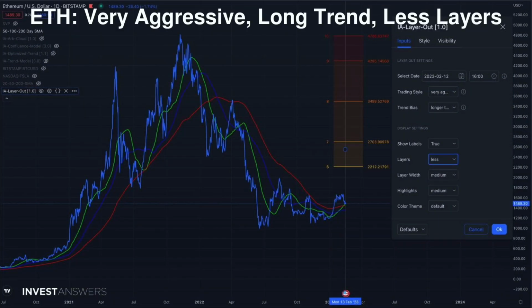Next, Ethereum. Very aggressive, long trend, less layers. Now my plan is to exit at about 5,000 or just under 5,000 and reallocate to other layer ones that have not run yet, or are an extreme value in relation to Ethereum. That's kind of my plan for this one.